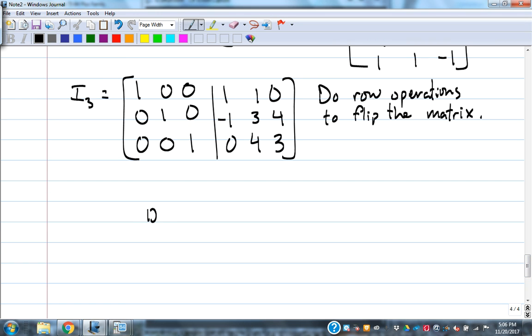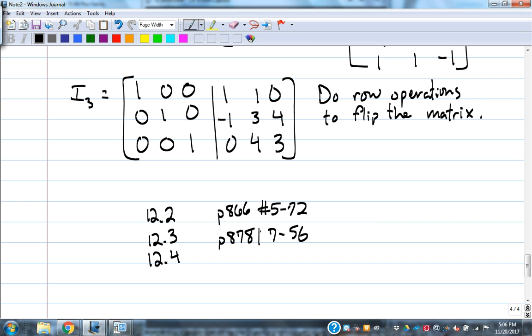And 12.2, 12.3, and 12.4 is where we spent most of our time. Page 866, and then 893. So those sections, there's some problems there that you can look at. Odds, obviously, on most of those, to get some practice with those.